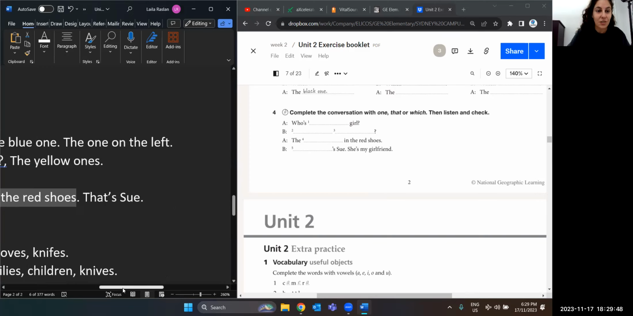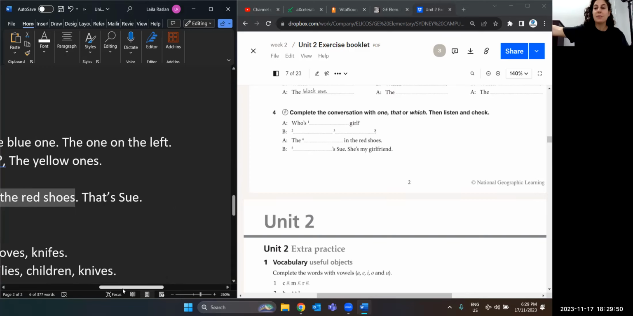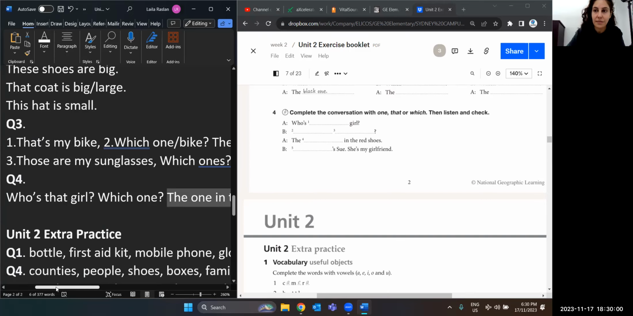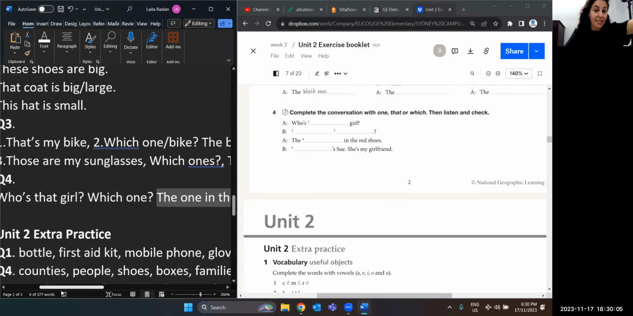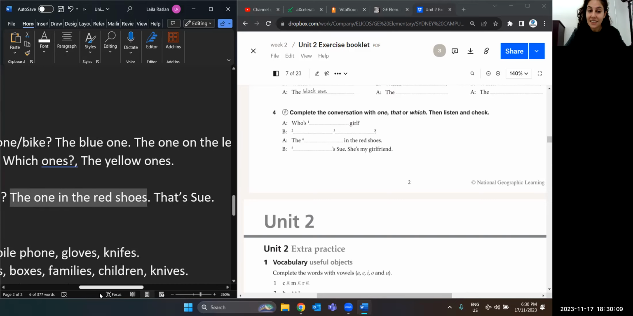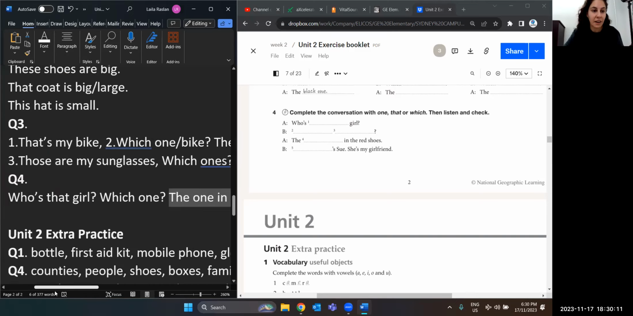That's Sue. So remember, when we're introducing people, we know how to say that. If they're close, this is whatever, or that. So someone's asking, who's that girl? And they're like, well, which one? There's many girls. Which one are you talking about? That one in the red shoes. That's Sue. Then you can talk, she's my friend.